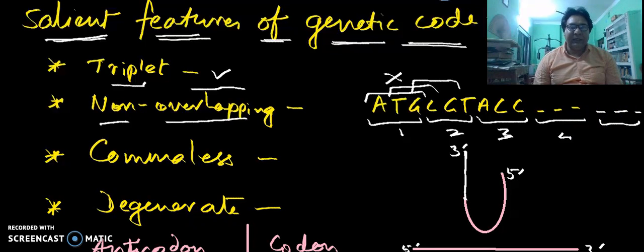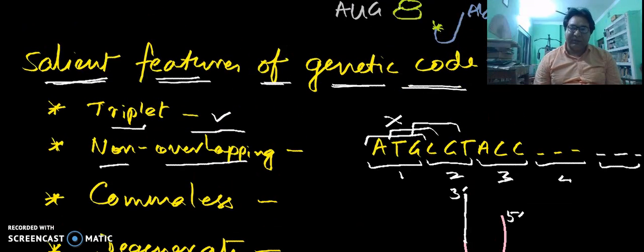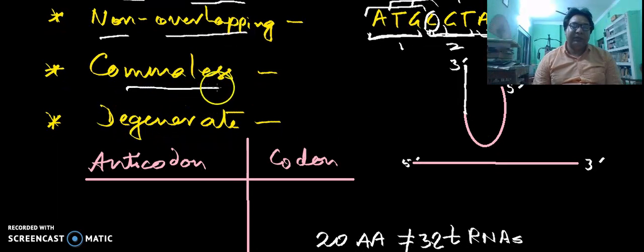The next character is that genetic code is commaless. That means there is no punctuation. Here I can take the same sequence, the ATG. If there were a pause or a punctuation here, so that the next codon would start from, say, here, this would act as a punctuation. This is not the case. Actually, it is continuous. Genetic code is commaless. Each of the 3 nucleotide sequences present one after the other is coded by one or the other amino acid, as it is supposed to be. So genetic code is without punctuation.